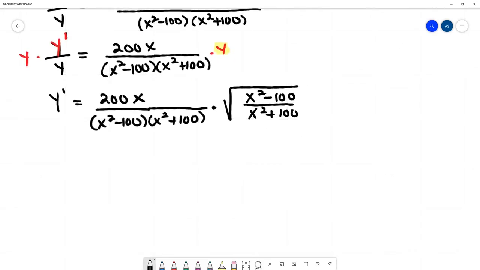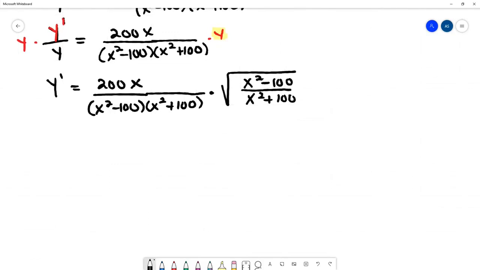So we have here our derivative. I'm going to do just a little bit more cleanup to see if I can combine some things together. What I notice is that I have a base here of x squared plus 100 and another x squared plus 100, so I'd like to try to combine those together. And then I also have an x squared minus 100, and I'd like to try to combine those together.